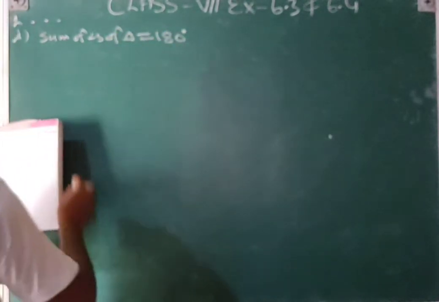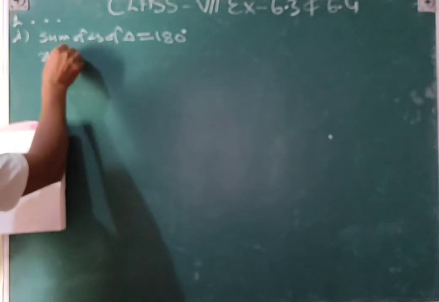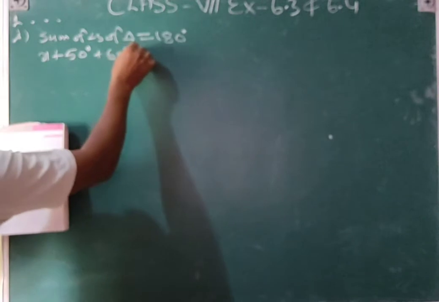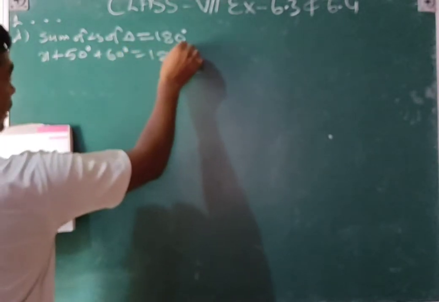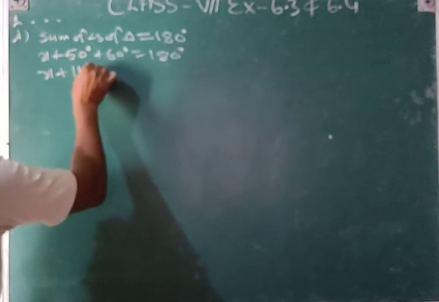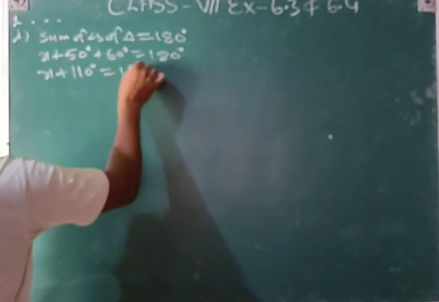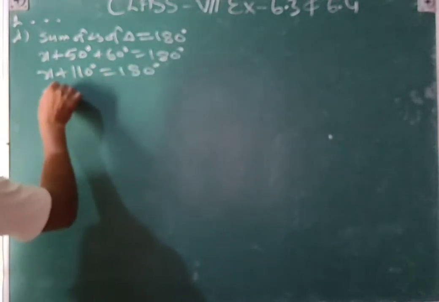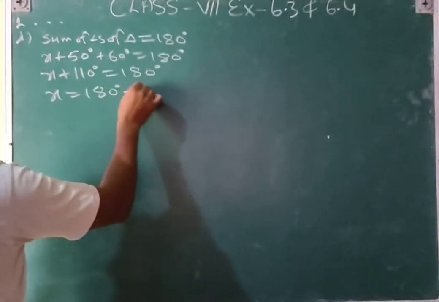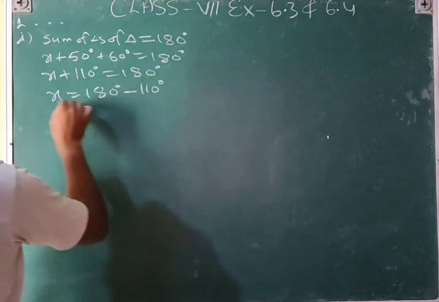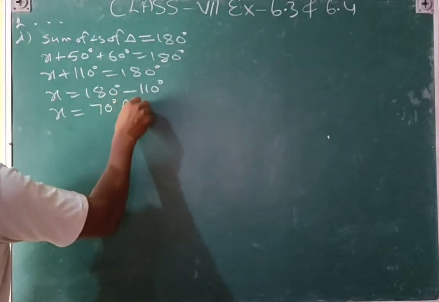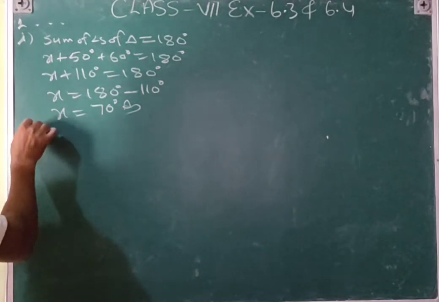So the given angles: x plus 50 degrees plus 60 degrees is equal to 180 degrees. So x plus 110 degrees is equal to 180 degrees. So x is equal to 180 degrees, this will be interchanged, so that will be minus 110. So x is equal to 70 degrees. This will be the answer.